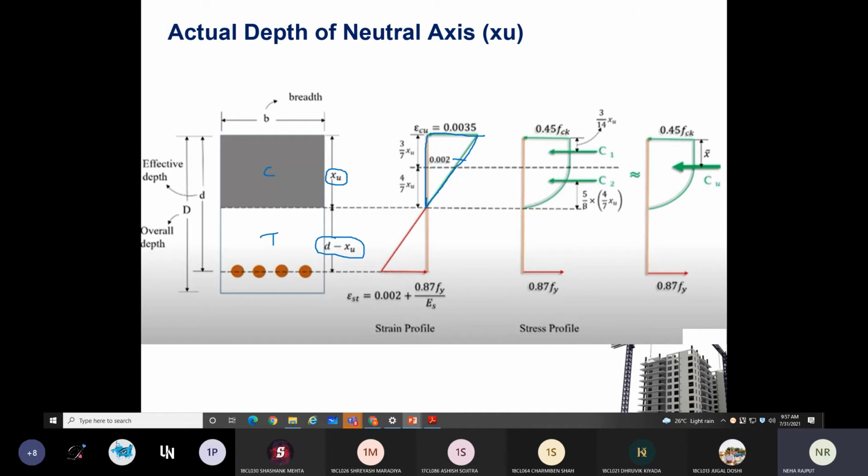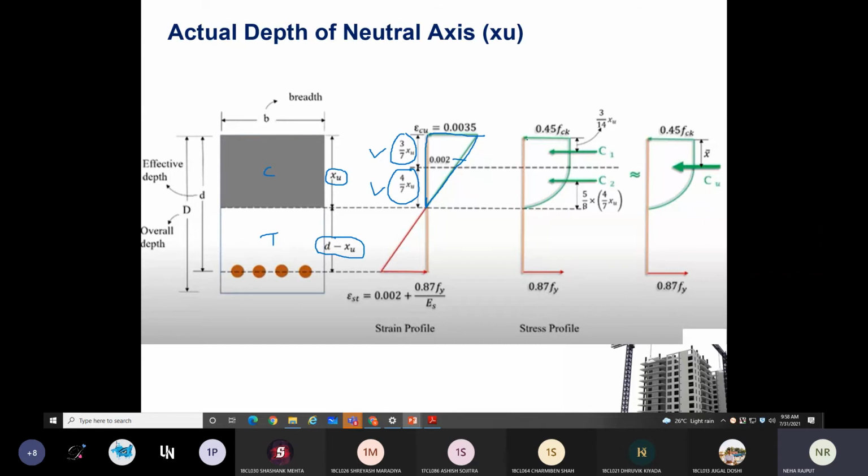So that I can find that this 0.002 strain value is at a distance of 3/7 of xu, and the remaining distance is 4/7 xu. You can do this by yourself. This is a simple geometrical formulation I am applying over here, that at 0.0035, x1 is my depth, and at 0.002, xu minus x1 is my depth. Then you find x1, and you will get the two depth values from this formulation. So you can do that by yourself.